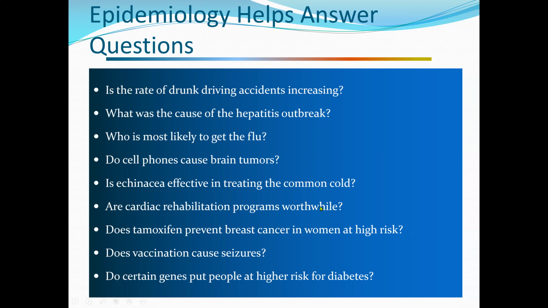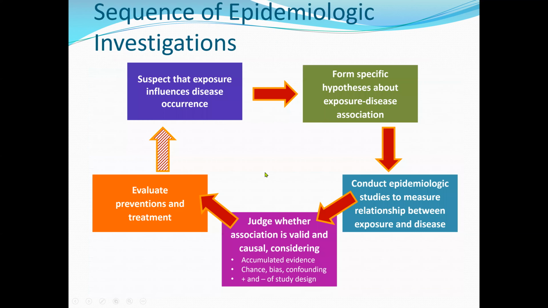For example, does our cardiac rehabilitation program work well? Again, how can I answer this question? I will need data about cardiac rehabilitation programs, the participants, and how far the condition becomes better or worse. Also, does vaccination cause seizures? Most likely I need the data to answer this question. Do certain genes put people at higher risk for diabetes? Again, I need the data. So we can see that the epidemiology field is also based on data analysis, but this time we are going to analyze public health data.